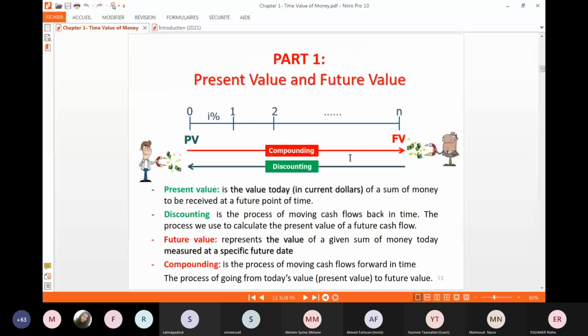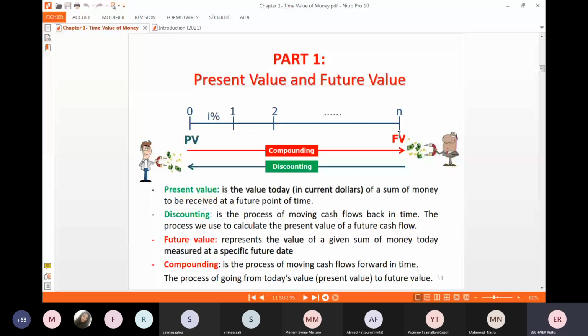Now, to compute the present value and the future value, we apply different processes. The present value represents the value today. When we compute the present value, generally we mean the value today in current dollars of a sum of money to be received at a future point of time. So we have a future value or a future cash flow that we receive, for example, at the date N.